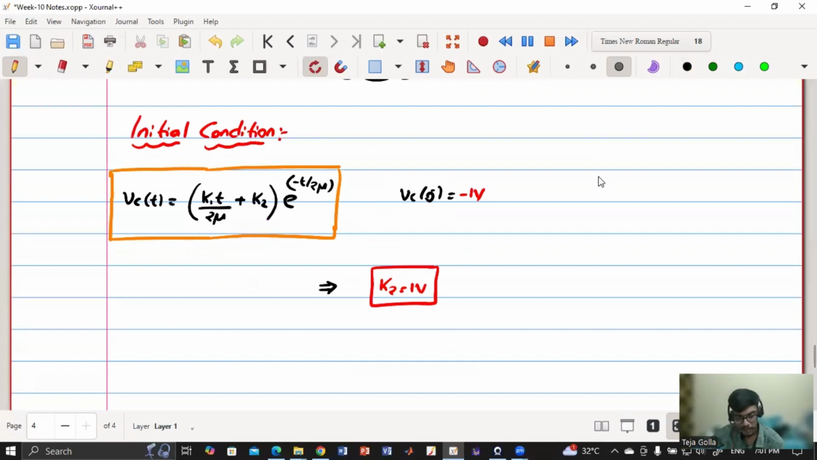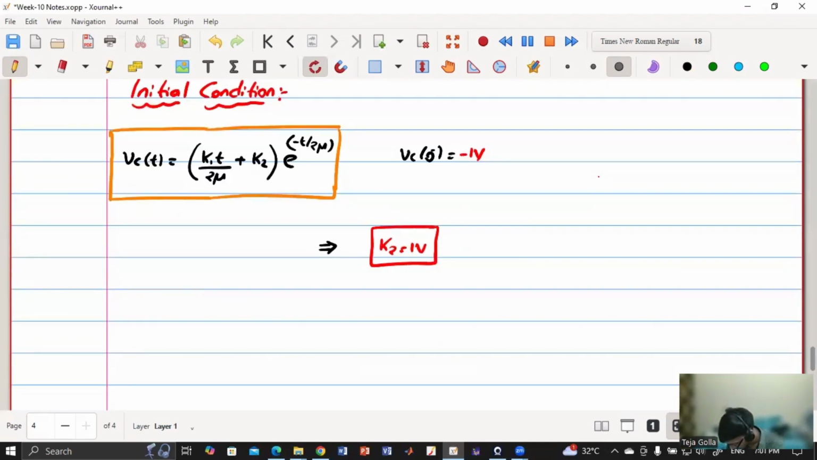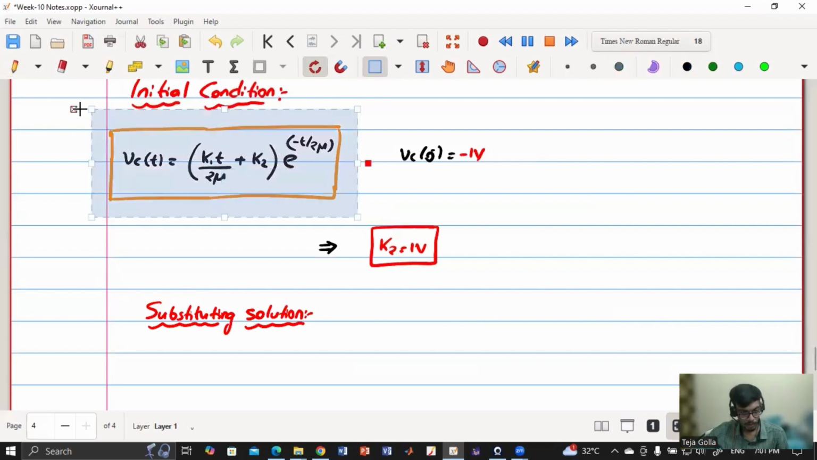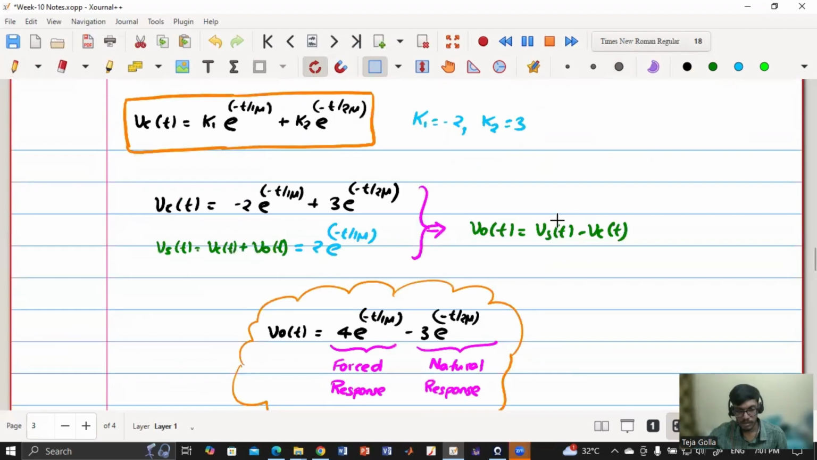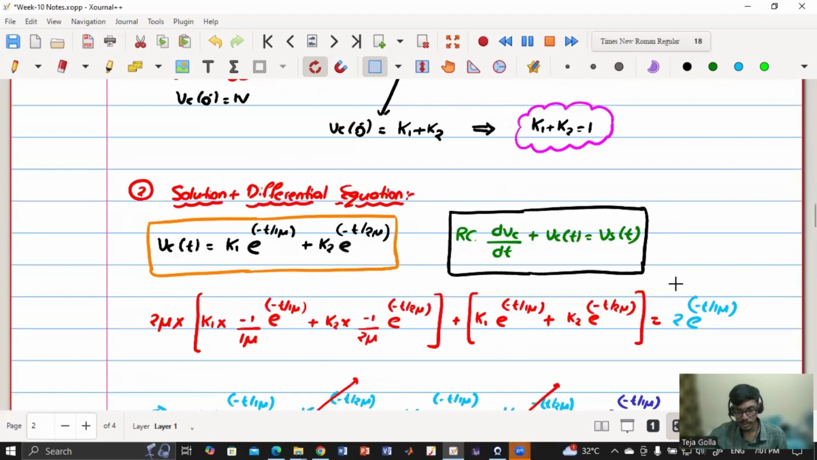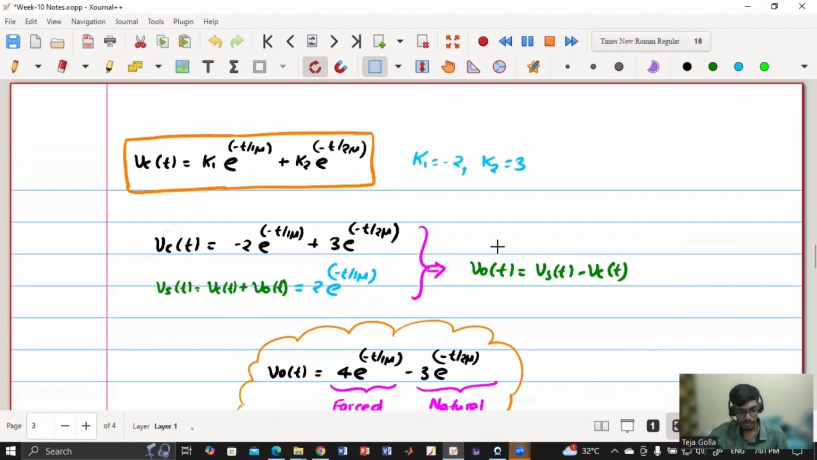Now the second part is substitute solution in the differential equation. Or I'll directly write substituting solution. Okay. So this is the solution that we have. Let us copy it and paste it here so that we need not scroll up and down. And the equation, what is the equation? The equation is simple. This is the equation and RC is equals to 2 micro.